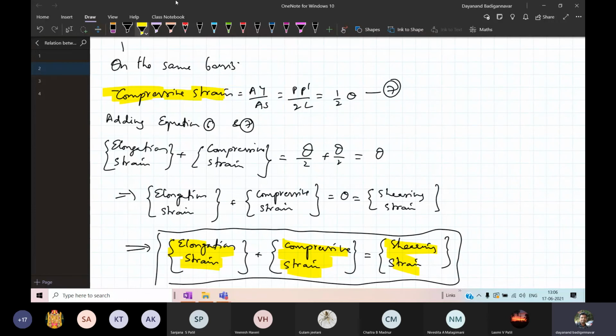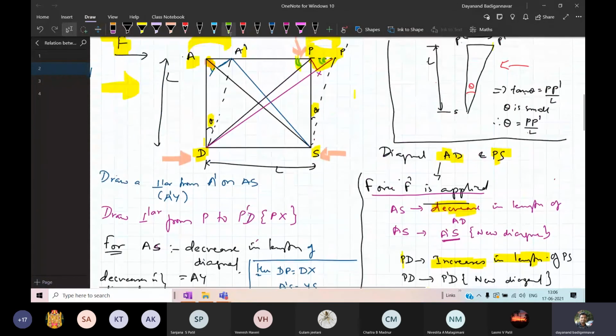So in the examination, they will ask you a simple, very important question. Last semester itself, they asked it. Show that the sum of elongation strain and compression strain is equal to the shearing strain, or derive the relation between elongation strain, compressive strain and shearing strain. So this is the equation. Very simple concept, but the derivation is lengthy, you have to agree.